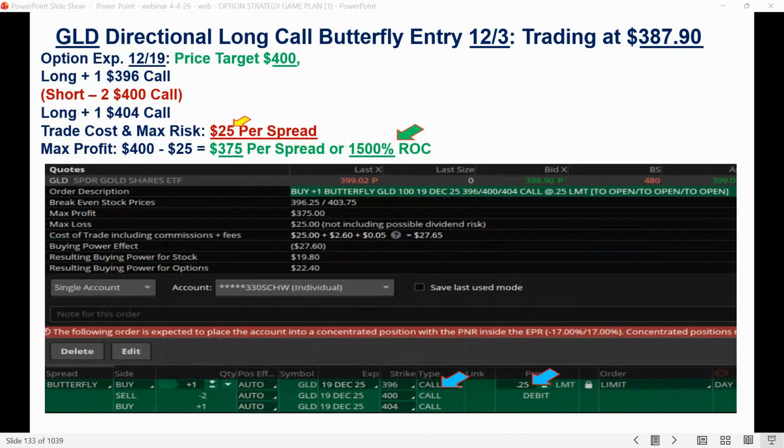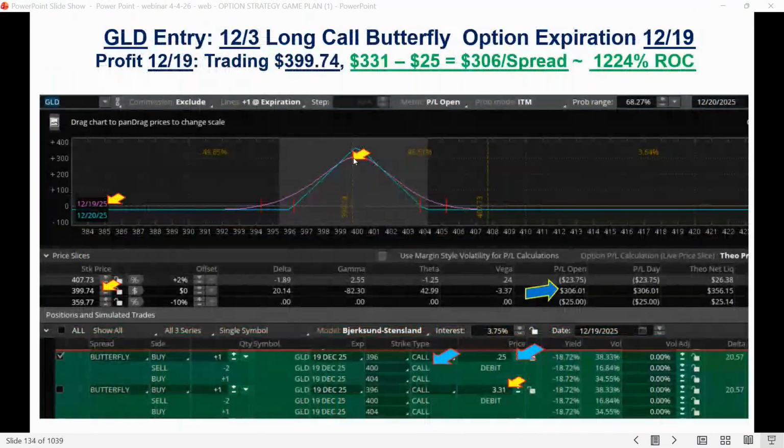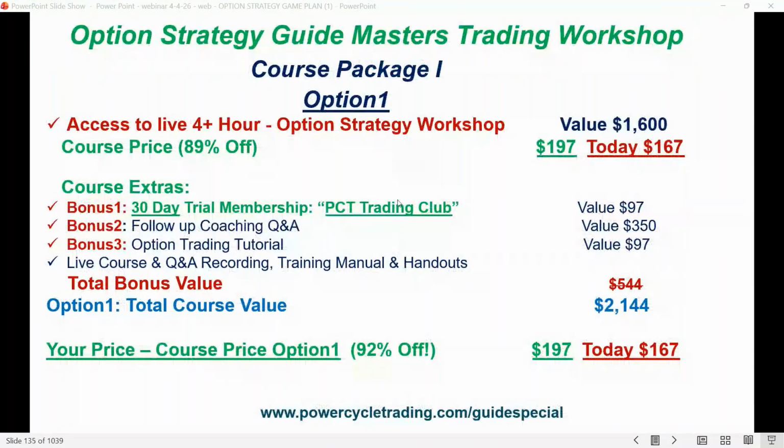So here's that beautiful butterfly, 396, 400, 400, 404, $4 wide spread. We had the price here that we got in, 25-cent debit, potential to make 375, 1,500% return. And this thing went out pretty close, went out right there at 399.74, up $306 per spread, 1,224% return. So I hope that is some interesting stuff to everybody.